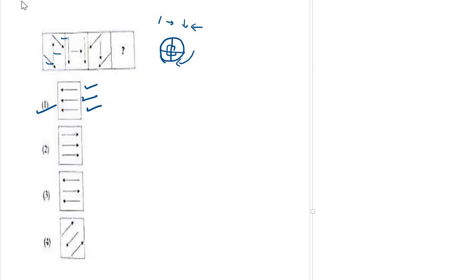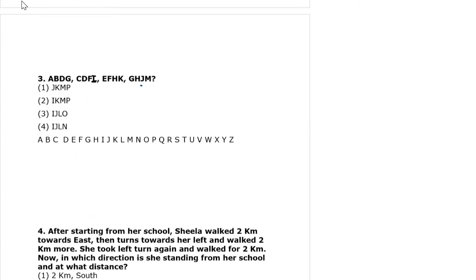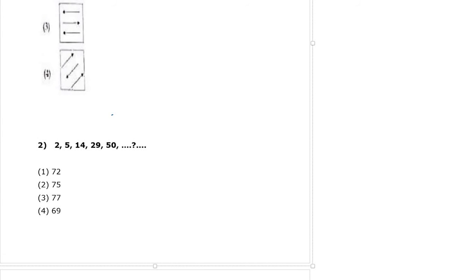Second question, question number 2. It is given 2, 5, 14, 29, 50. It is not a prime number series, so we can't use the prime number rule. How can we compare? It is not a perfect square series either. So something related. I could find out that this one is 2.